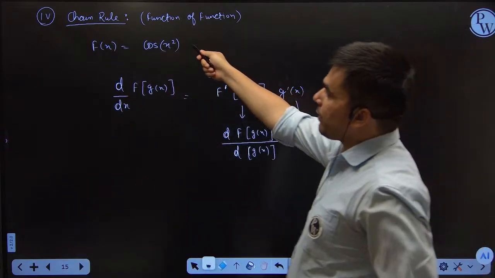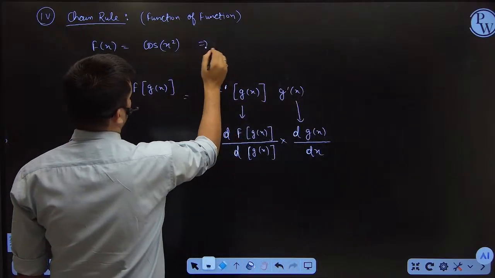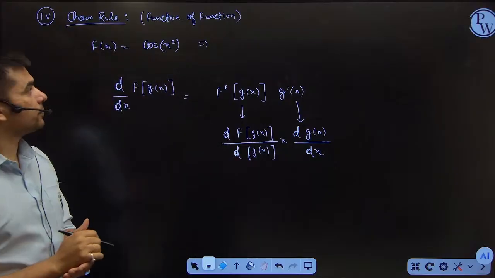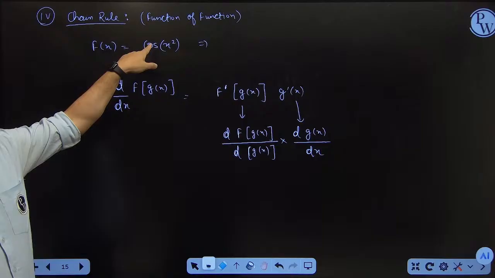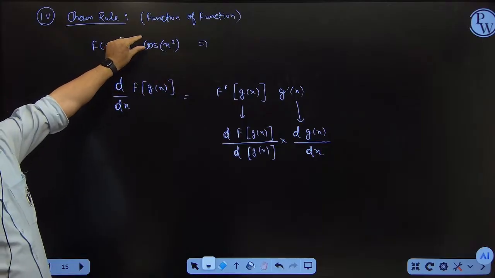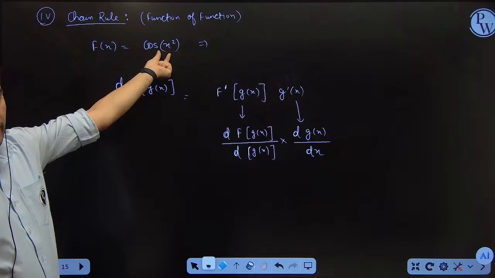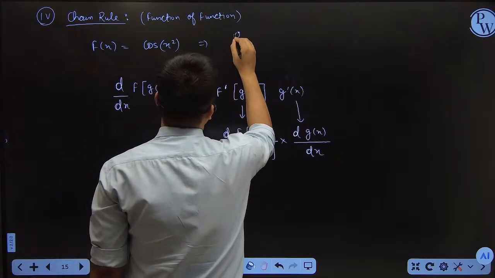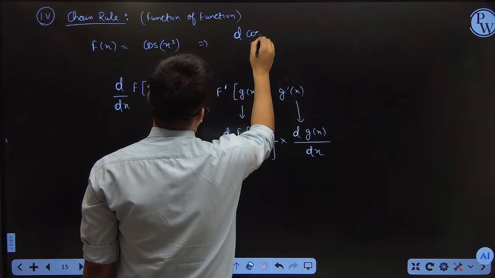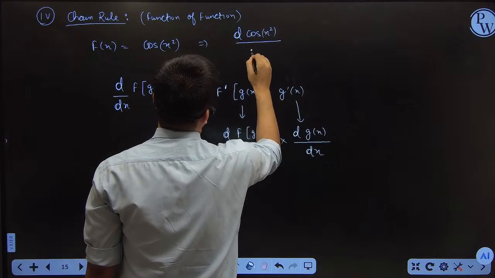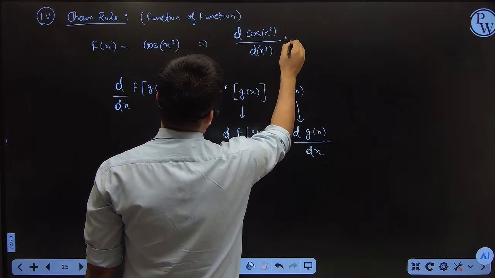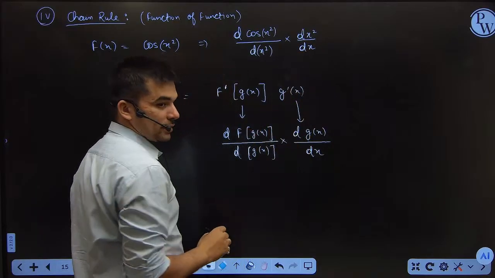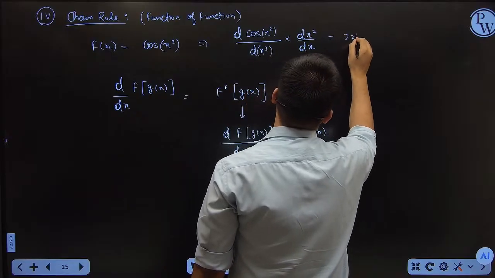Like for example, suppose if I want to solve this one, what do I do here? Tell me. Go with this rule and tell me the answer for this. f dash of gx. That means cos x square, you will be differentiating first with respect to x square, and then x square will be differentiated with respect to x. So you can write this as cos of x square derivative with respect to x square, and then x square in turn will be differentiated with respect to x. So the final result for this is going to be 2x.